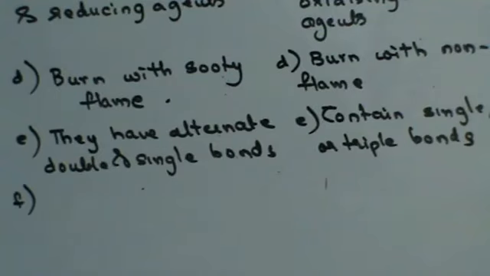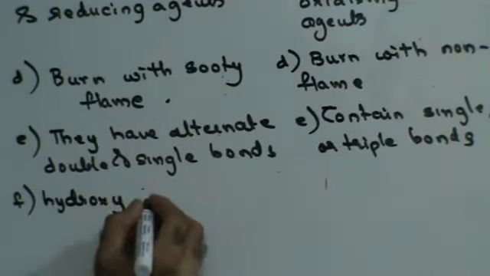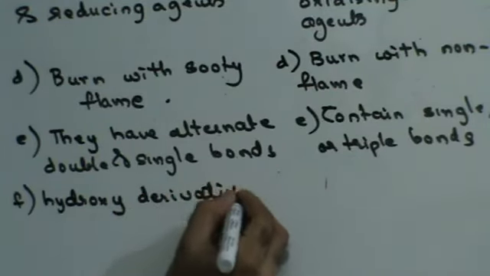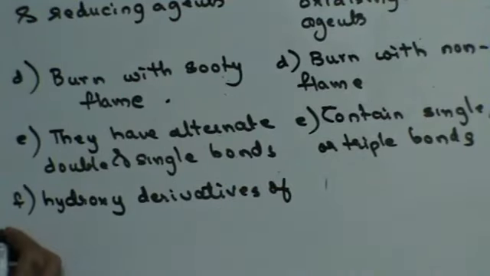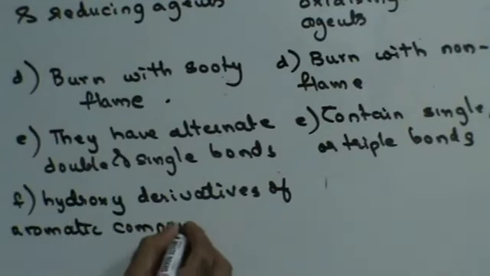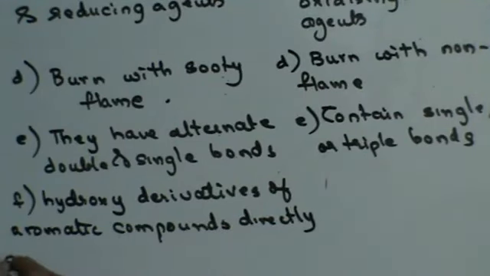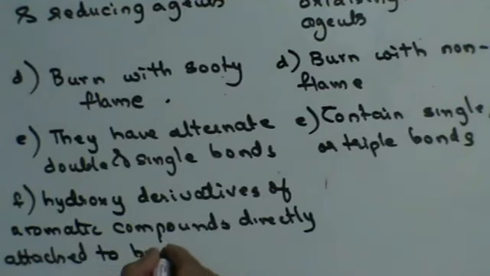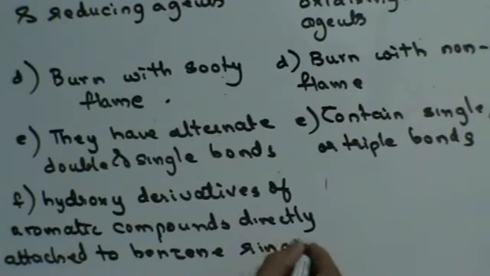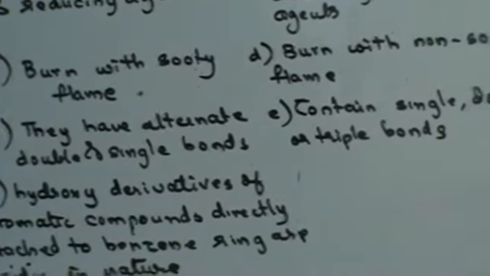Right? Now, the hydroxy derivatives of aromatic compounds directly attached to the benzene ring are acidic in nature. Hydroxy compounds, that means OH, the alcohol group. Whereas in the case of aliphatic compounds, they are neutral in nature, right?